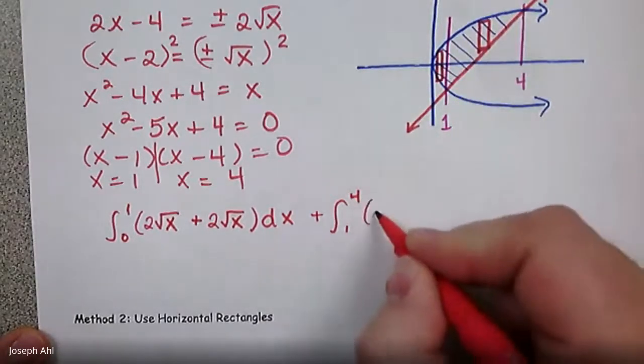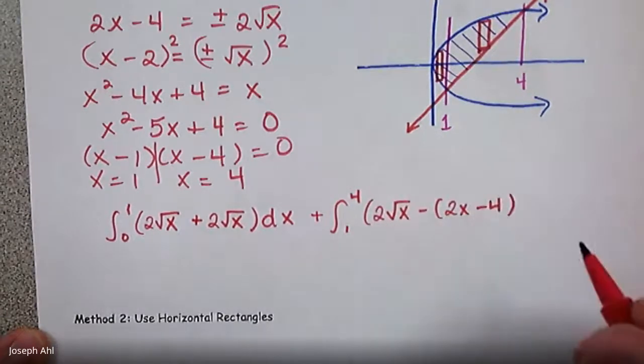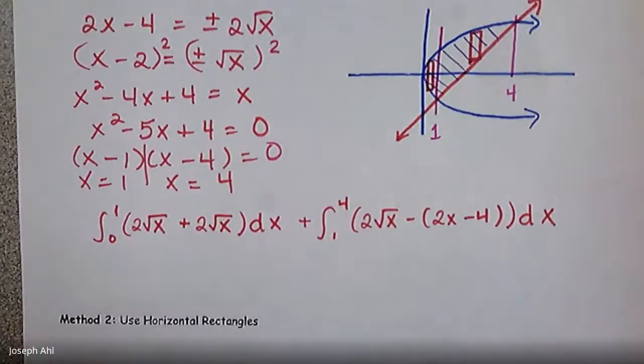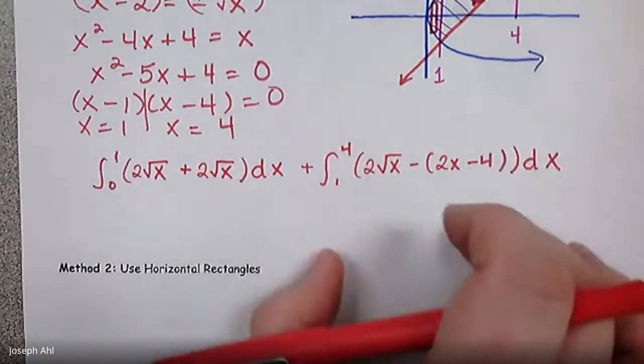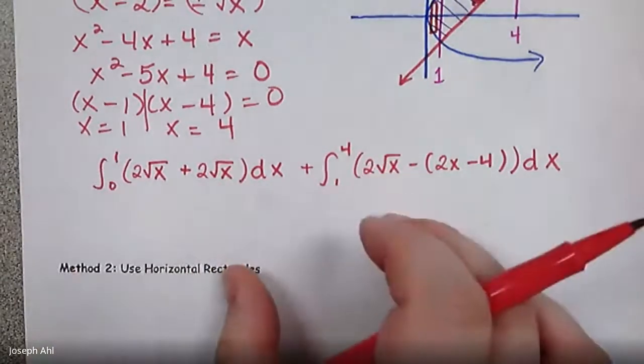So you would take 2 radical x and subtract 2x minus 4 over that interval, making sure that we distribute the negative appropriately and go from there. So I would say go ahead and finish this one out. If you want to try it by hand just to get more practice with finding integrals, go for it, or at least Math 9 to double check your work.